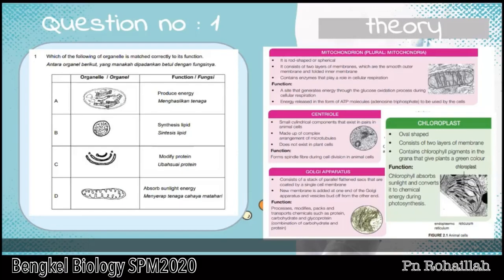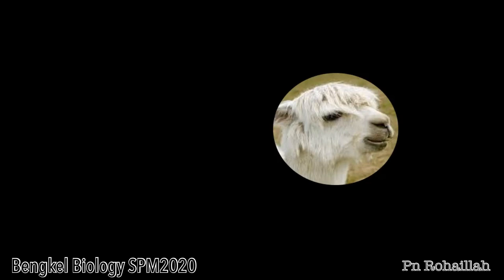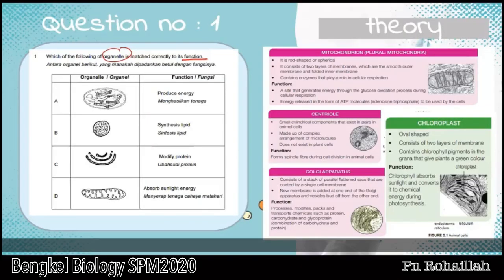Which of the following organelle is matched correctly to its function? So, organelle, okay, and also dia tanya correctly matched to its function. Alright, so the first one, okay, gambar yang pertama tu, you tengok betul-betul. Okay, it look like what? Apa benda tu sebenarnya?